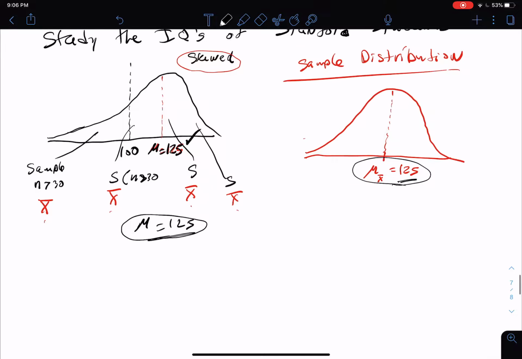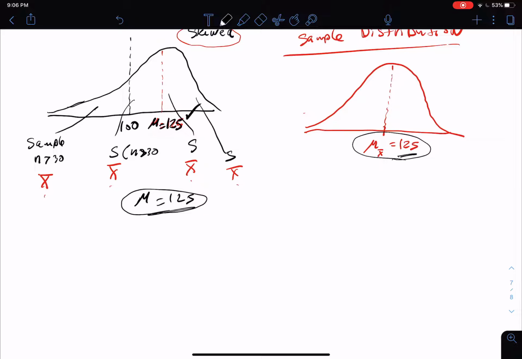Let me just make sure I said everything I want to say. Why is this so important? If I sample a population with the sample size greater than 30, the distribution of the sample mean will be a normal distribution like I just showed here, or close to a normal distribution, which allows us to use the empirical rule. It allows us to use z-scores.